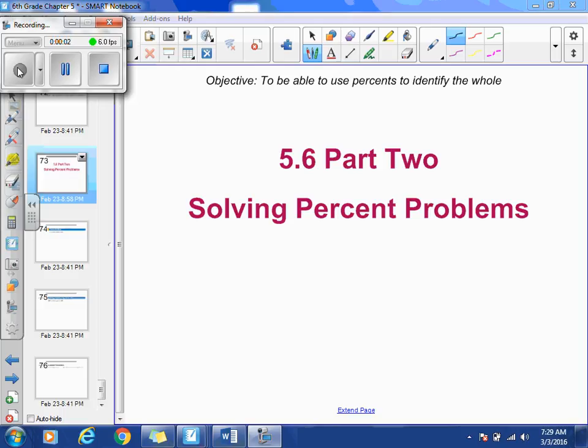In the 5.6 part 1 video, we talked about how you could identify the part in a percent. So if you scored 60% on a test and there were 150 questions, out of those 150, how many did you get correct? But this video is going to talk about something a little different, where if you scored 60% on a test and you got 80 questions correct, how many questions were there altogether? So we will be calculating this time the whole number when we're given a percent and the part.